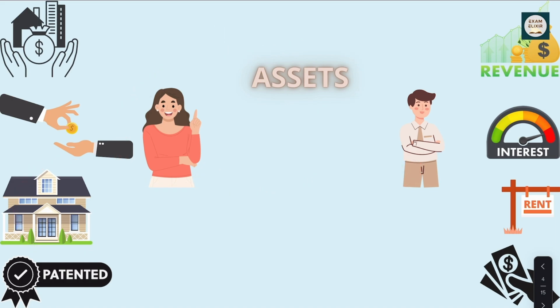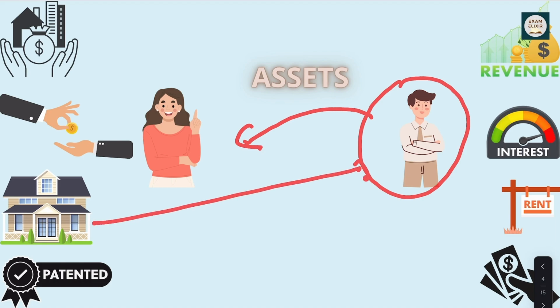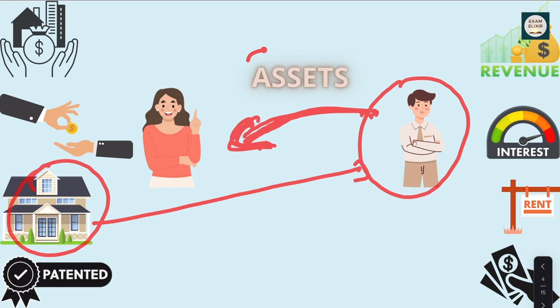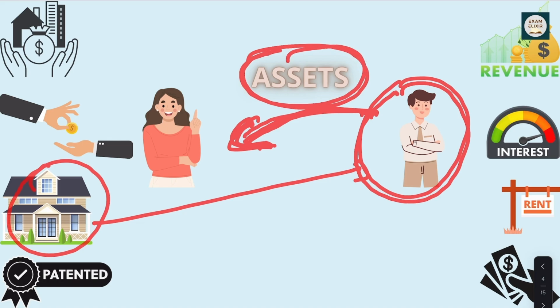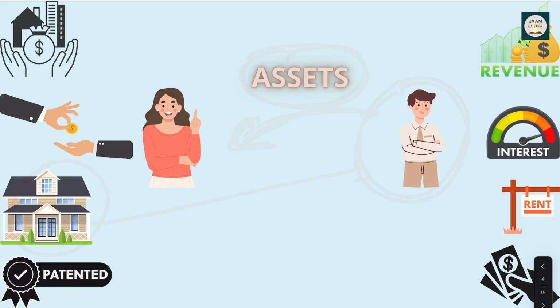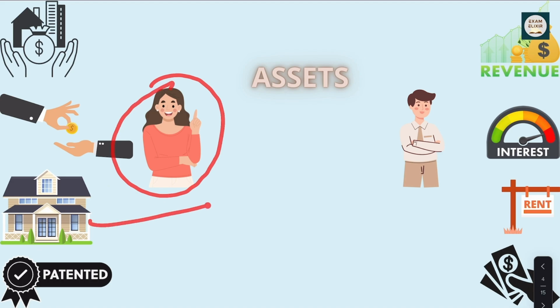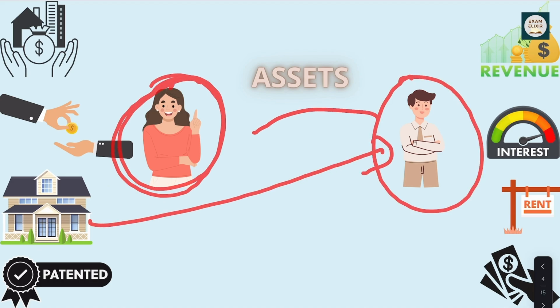Now this gentleman is spending money to buy this house. This expenditure that he is undertaking to buy this house will be called capital expenditure. Why? Because there is an increase in asset for this gentleman. Basically there is a change in asset, right? So what she is getting for selling this house is capital receipt. What he is spending for buying this house is capital expenditure.